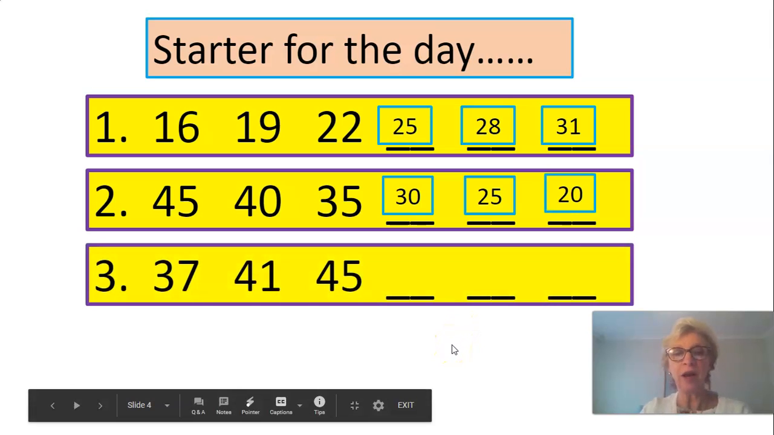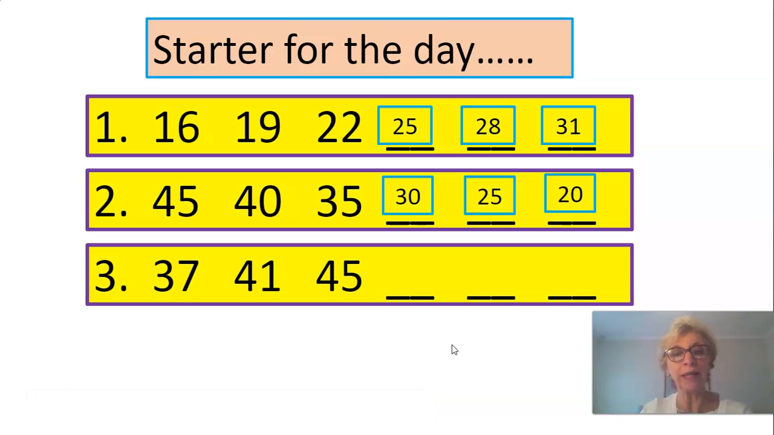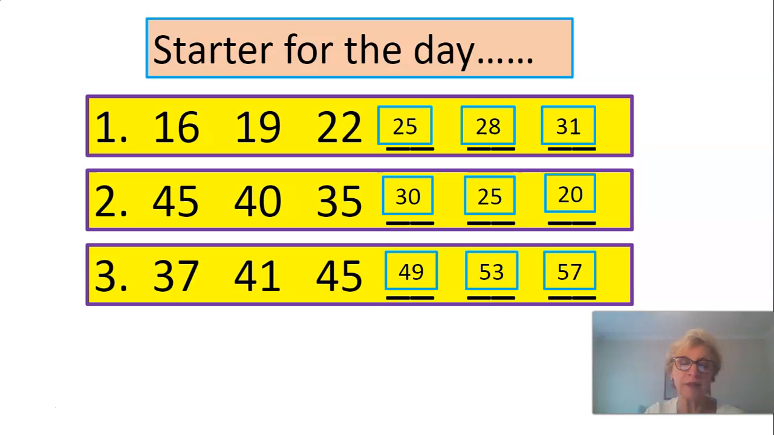Our third pattern. Can you tell me how many jumps we're jumping in? Right, well done, we're jumping in 4. So 45 plus 4 is 49, plus 4, 53, plus 4 is 57.